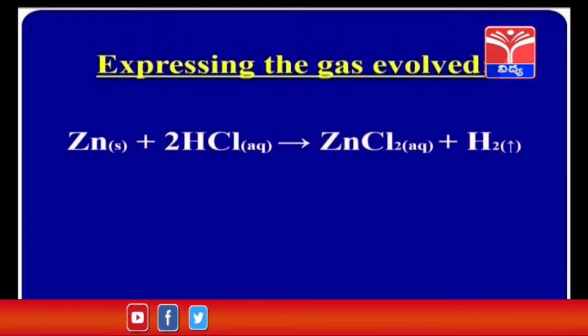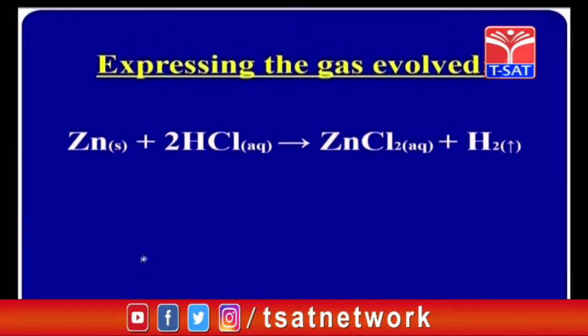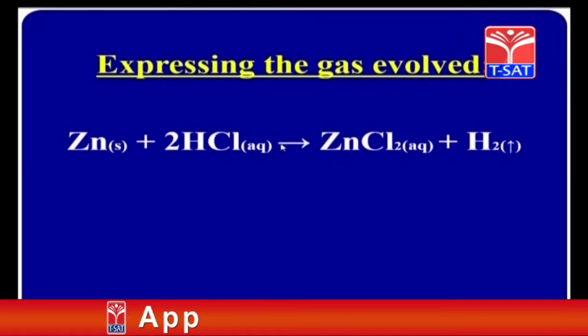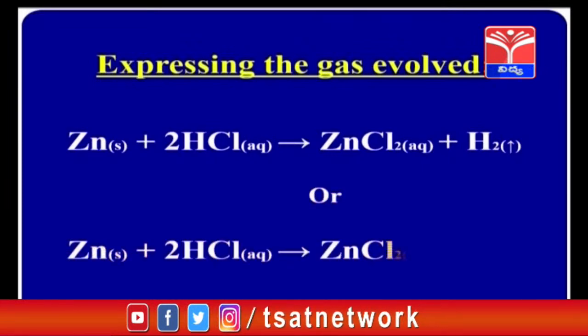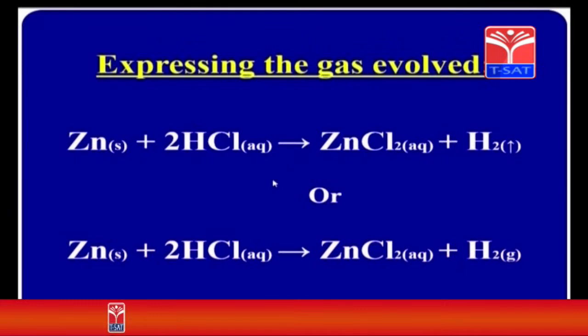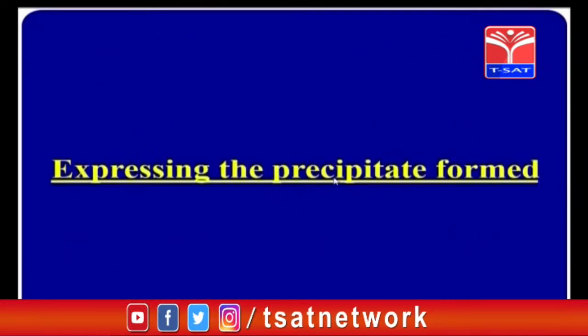Now let us write the chemical equation for the above activity. Zinc, it is a solid, plus 2HCl, it is aqueous solution, gives rise to ZnCl2, it is also aqueous solution, plus H2, it liberates hydrogen gas, indicated by an upward arrow mark. Or you can also write it as zinc plus HCl gives rise to ZnCl2 plus hydrogen gas. Here beside hydrogen gas you can write the symbol G. G indicates the evolution of hydrogen gas.